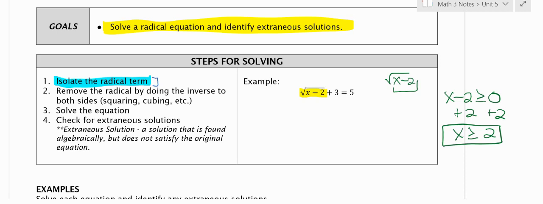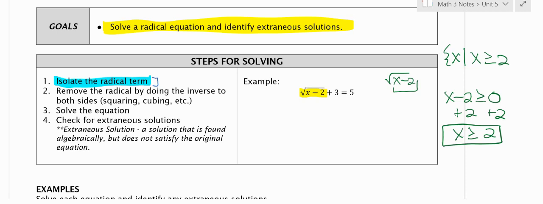So just something to keep in mind when we talk about the domain. Our domain for this would be x such that it's greater than or equal to 2. Or maybe you would write it a different way. But we have to keep that in mind for radicals. There are certain values we're not allowed to have under that radical.